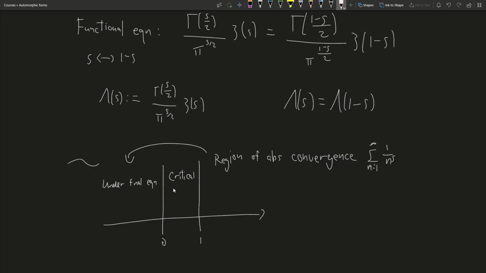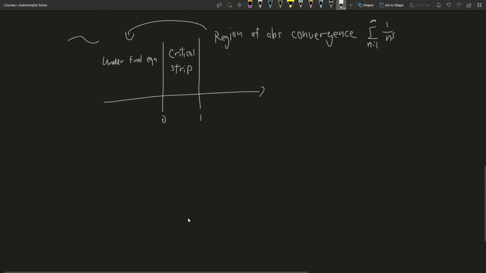And then this space in the middle is called the critical strip. And this is very mysterious. People have no idea what's going on in the critical strip, essentially. And in particular, the line 1/2 is called the critical line.